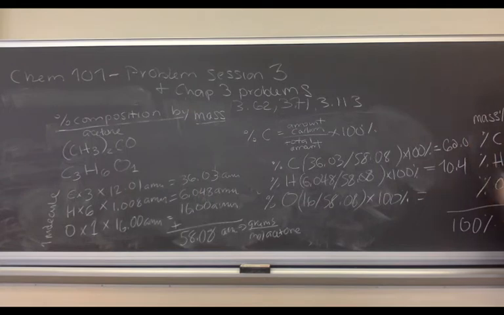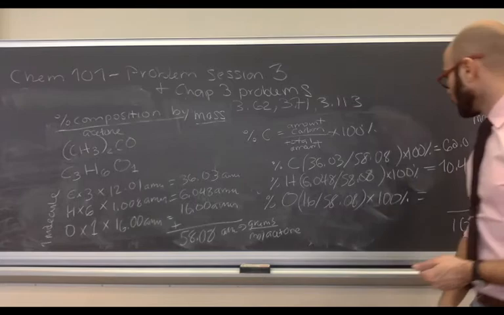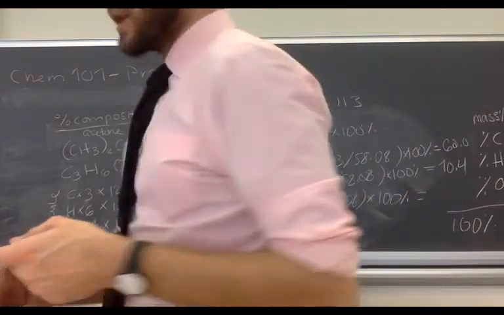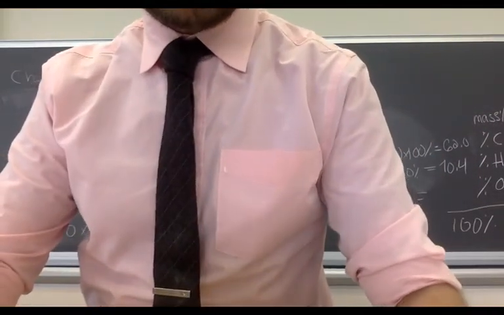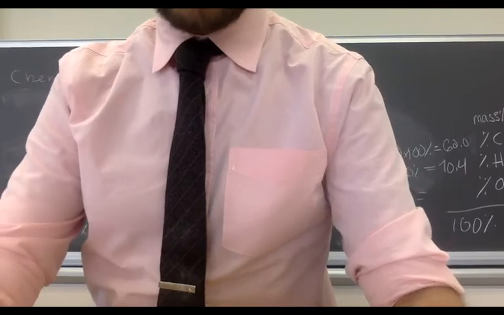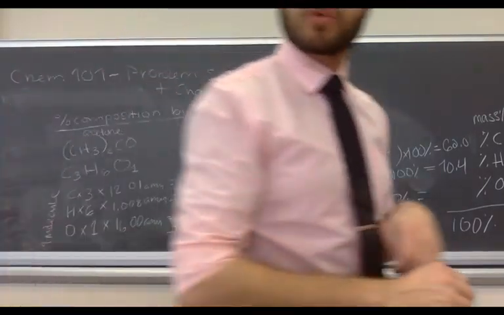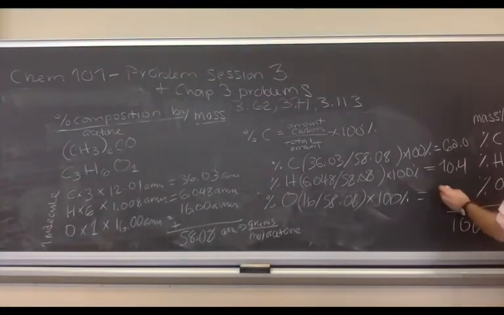Rounding. And so let's think, well, if it should be 100, hopefully our number comes out to be something like 100 minus 60, which is 40, minus 10. So somewhere around 30 would be what we're looking for. And so, last but not least, 16 divided by 58.08 is around 28. So that's not so bad.